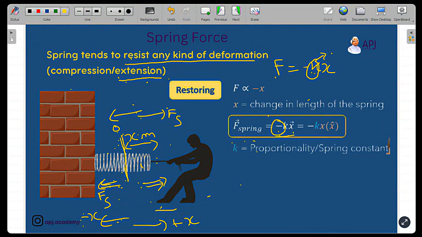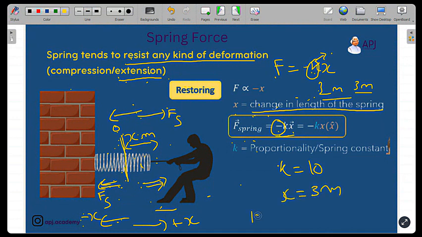क्लियर? What is x in the formula? x is the change in length of the spring. ठीक है, जितना आपने स्प्रिंग की लेंथ को चेंज किया, जैसे हमने x मीटर मान लिया, x can be anything, 2 meters, 3 meters, anything. So x is the change in length. If k is equal to 10 and you have extended the spring by 3 meters, the spring force will be 3 into 10, 30 newton, in the opposite direction, minus. This negative sign implies that the direction will be opposite. ठीक है? I hope the formula is clear.